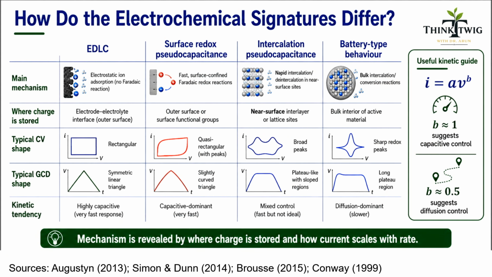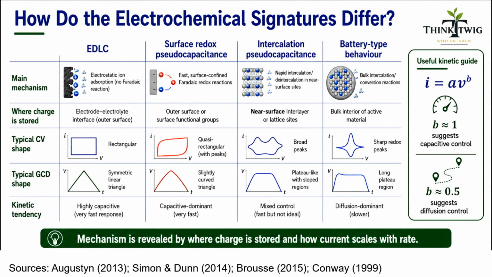Let us put everything together. So this slide is probably the most useful comparison in the entire video. Start with the EDLC. Charge is concentrated mainly at the electrode-electrolyte interface. The ideal CV tends toward a rectangular shape, and the ideal GCD curve tends towards a symmetric, nearly linear triangle. This is our highly capacitive reference.